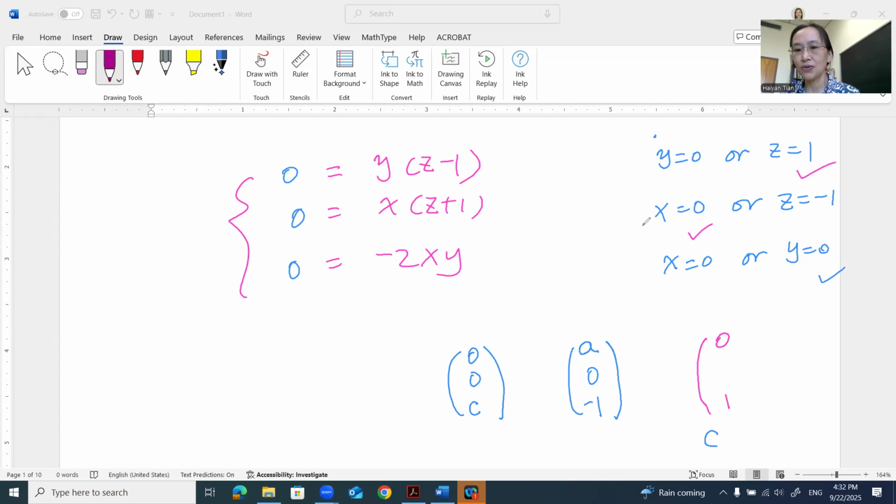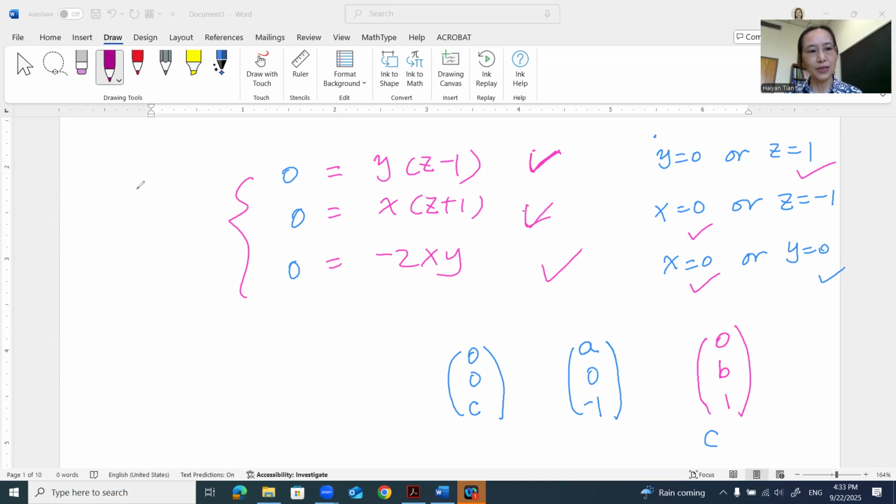Then if x is 0, you see the second equation will be automatically true. When z is 1, the first equation is automatically true. And then when x is 0 here, it will make the third equation also true. So that means we have no condition, no requirement for the y coordinate. So we can let it be any real number because already the three equations are true without additional requirement for the y.